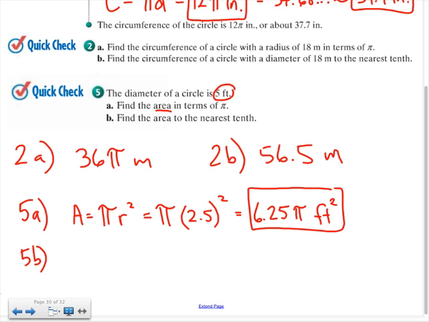And then let's try 5b. We're then asked for the area to the nearest tenth. This just requires that we take our 6.25 and actually multiply by pi in our calculators. And that gives me 19.63... Rounded, that becomes 19.6, again feet squared.